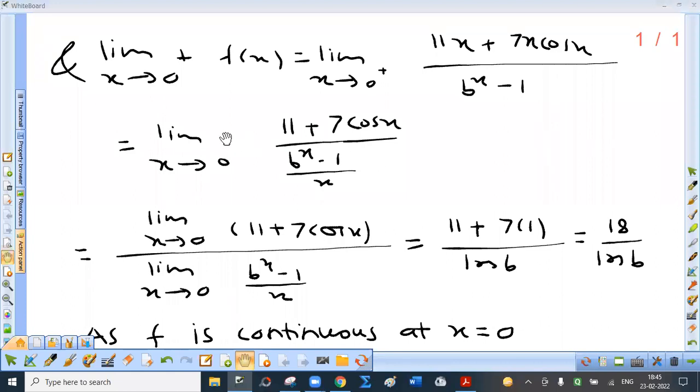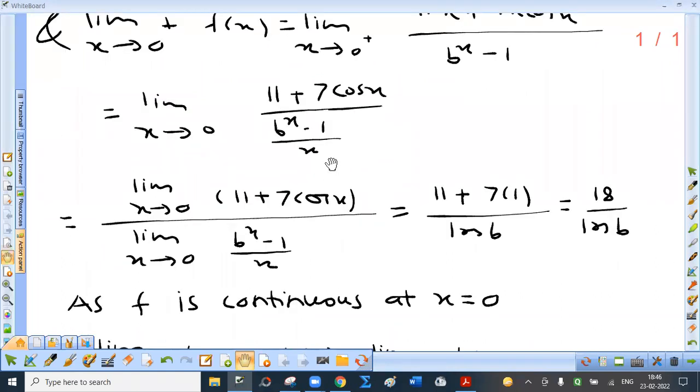Now the right hand limit, as x tends to 0 plus, of f(x) is (11x + 7x cos x) upon (b^x − 1). Divide numerator and denominator by x. So it is (11 + 7 cos x) upon ((b^x − 1) upon x). The limit of a quotient is the limit of the numerator upon the limit of the denominator.